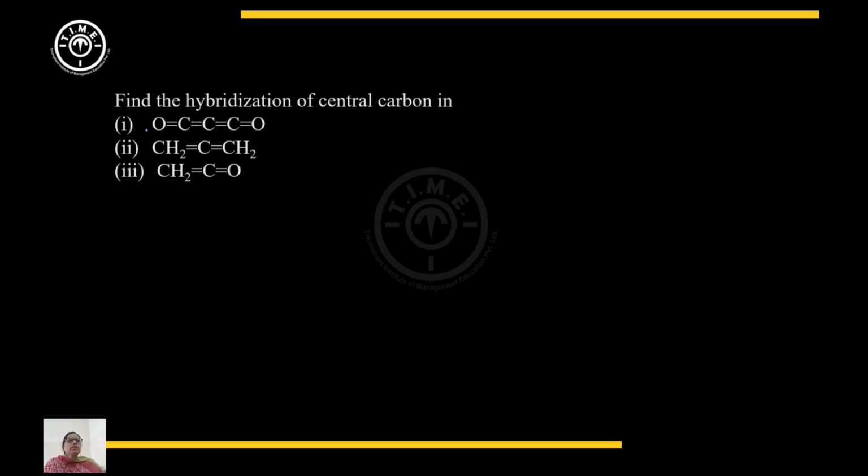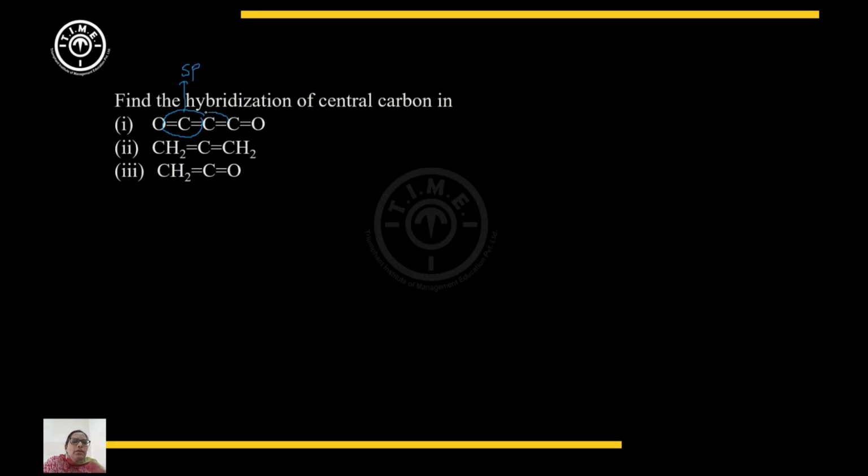The next question is, find the hybridization of central carbon atom in the following examples. In the first example, we can apply any formula from the 3 cases. Here by just seeing the molecule you can tell the hybridization. So this carbon is having the 2 double bonds around it. Directly you can write the sp hybridization.